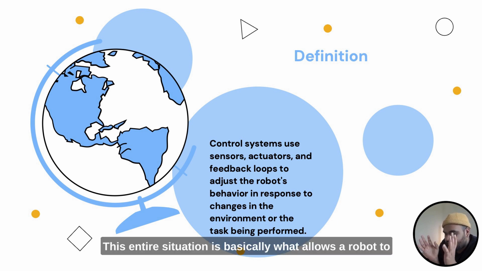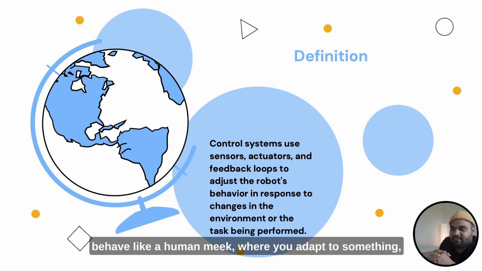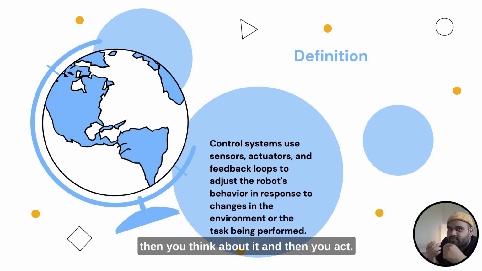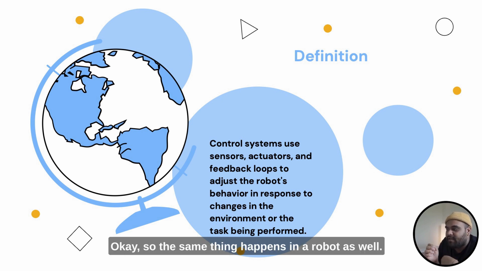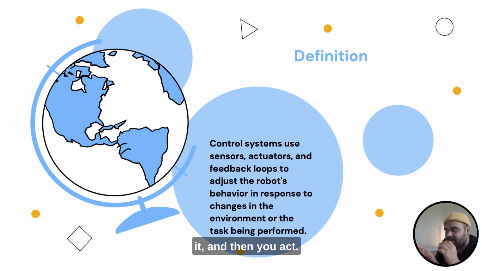Now, this entire situation is basically what allows a robot to behave like a human being. Where you adapt to something, then you think about it, and then you act. So the same thing happens in a robot as well. You sense something, you think about it, and then you act.